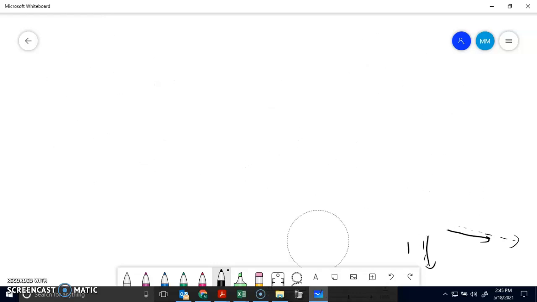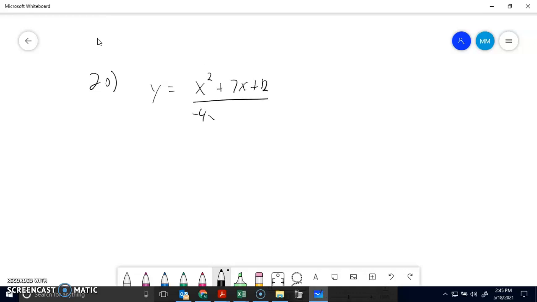Okay, on to number 20. I have y equals x squared plus 7x plus 12 over negative 4x squared minus 8x plus 12. Okay, so the degrees are equal. So the horizontal asymptote uses a over b. That's 1 over negative 4. So y equals negative 1/4. That comes from the leading coefficients because these two degrees are equal.